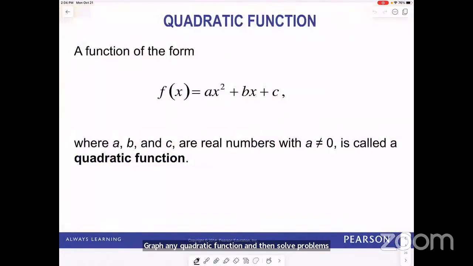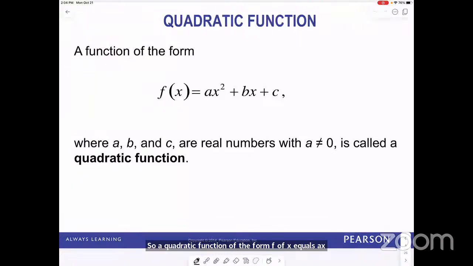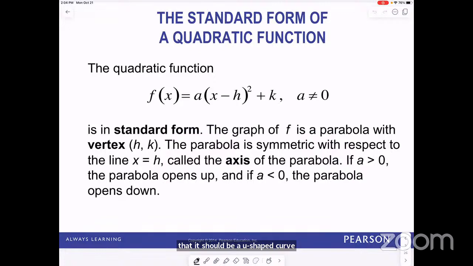A quadratic function of the form f of x equals ax squared plus bx plus c, where a, b, and c are real numbers, where a is not equal to 0, is called a quadratic function. Some things to note is that the highest power in any variable is a 2, right? We've explored this one already on some level, so you should know by now that this should be a U-shaped curve, right? And then this quadratic function in the form of f of x equals a times x minus h quantity squared plus k, where a is not equal to 0, we say that this is in standard form.